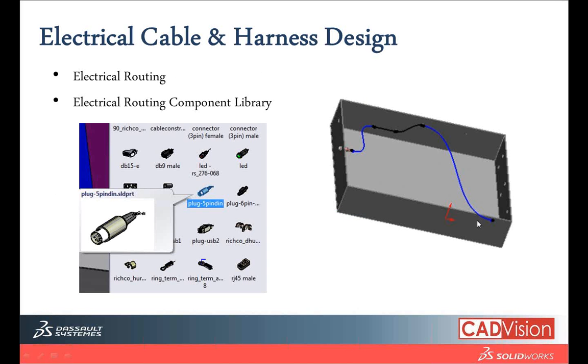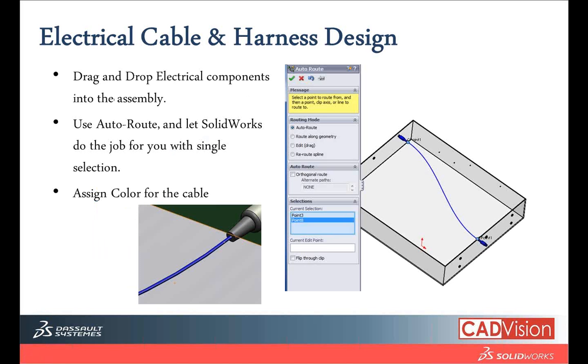Click on two points and let the electrical routing do the job for you. Using auto route, SolidWorks will do the job, joining two points and creating pipes, creating wires for you. Of course, in wiring, we need to assign colors, so we can assign colors to our cables. Assigning colors is simple: select the particular path that you want, and the color that you want, green, white, blue, and then it will update accordingly, as you can see here in these small pictures.